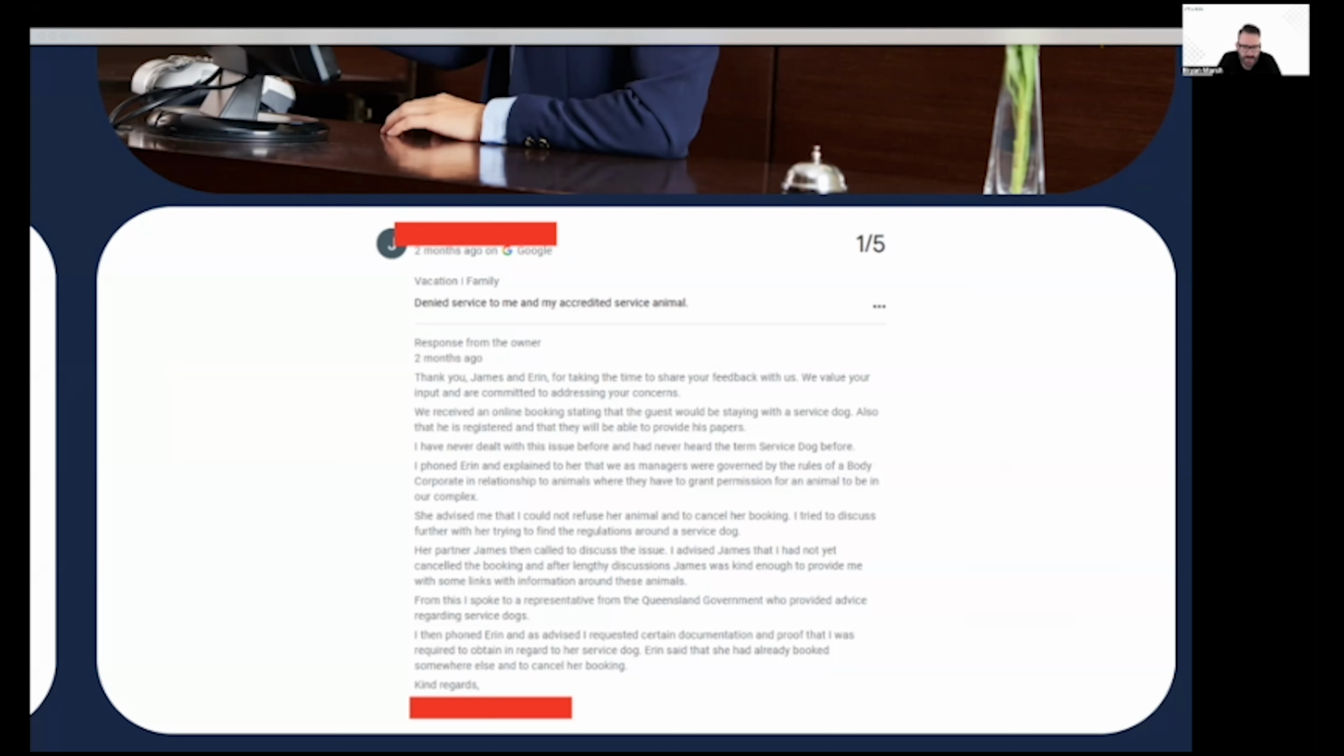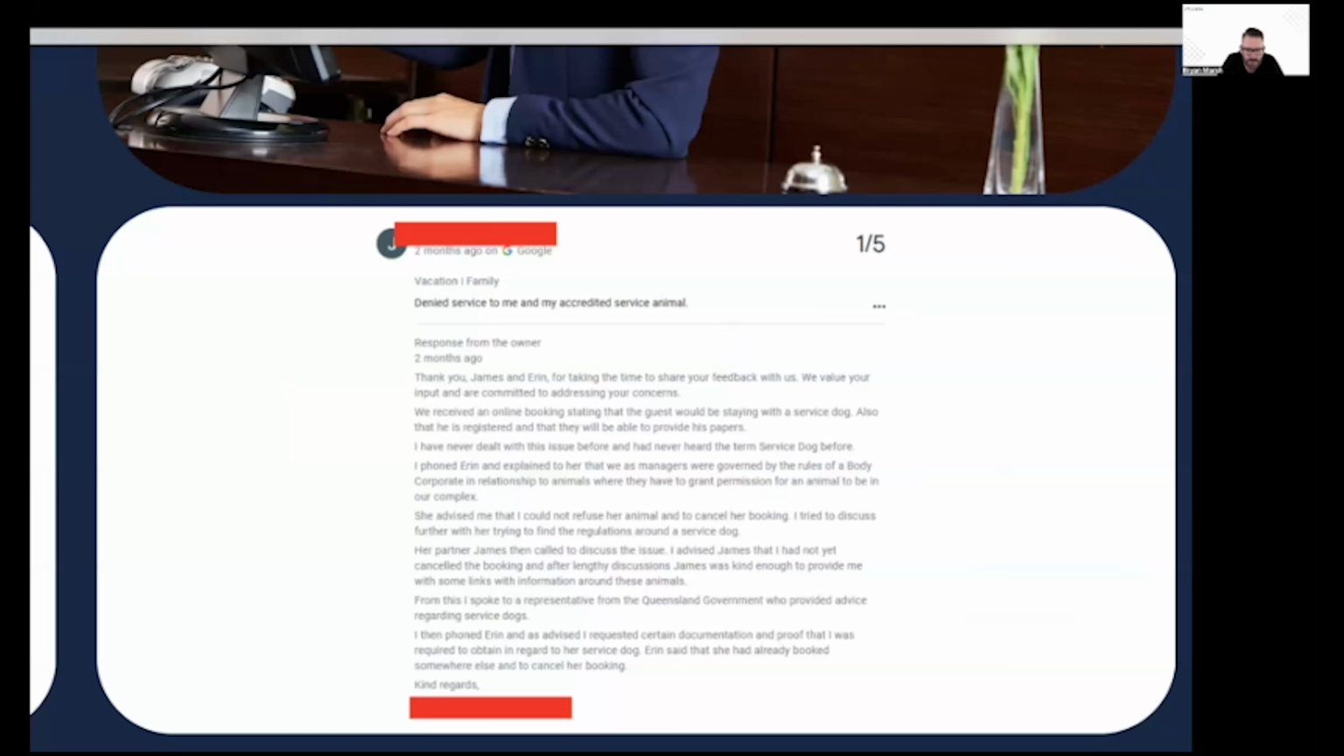I never dealt with this issue before and never heard of the term service dog before. I phoned Erin and explained to her that we as managers were governed by rules of a body corporate in relation to animals, where they have to grant permission for an animal to be in the complex. She advised me that I could not refuse her animal or cancel her booking. I tried to discuss further with her and find regulations around the service dog.